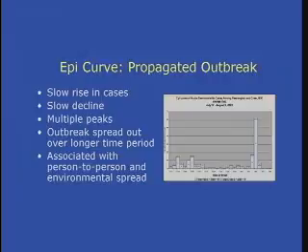Epicurve, propagated outbreak. The graphic to the right is an example of a propagated outbreak. In this case, the case presentations in this type of outbreak generally result in a slow rise in the number of cases and also a slow decline. In addition, there are generally multiple peaks throughout the epidemic period. Also, the outbreaks tend to be spread out over a much longer period of time, and these types of outbreaks are generally associated with person-to-person or environmental spread. These are the types of outbreaks that we commonly see on cruise ship associated outbreaks.